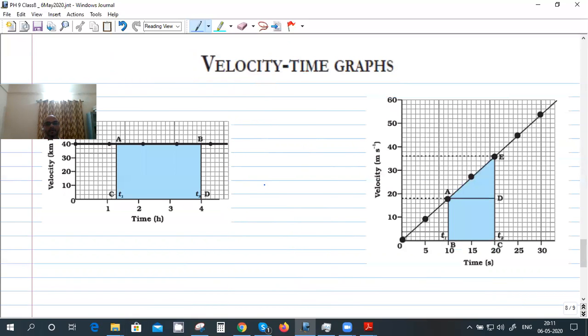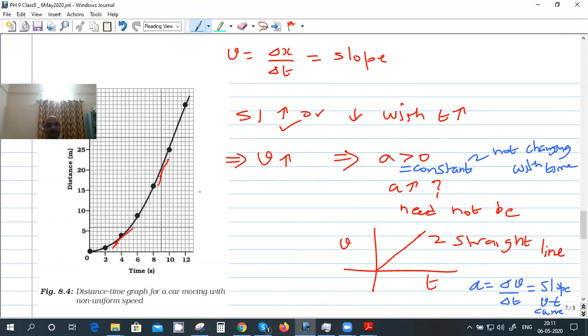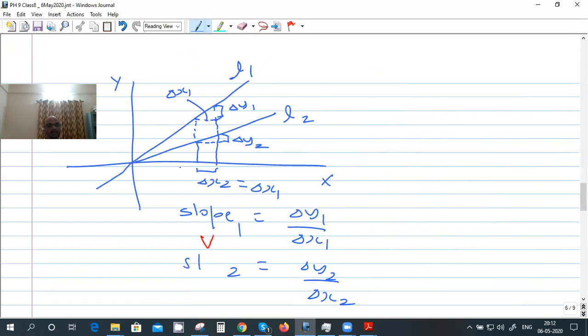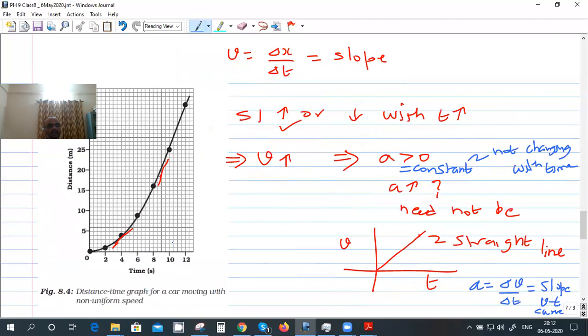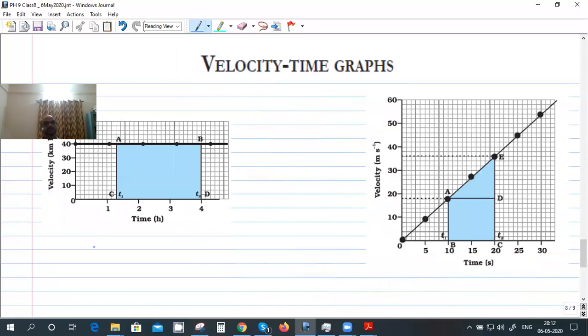Now, previously we saw the x versus t graph for acceleration constant and acceleration zero, where acceleration is zero because velocity is not changing, and here acceleration is constant. Now we look at the velocity versus time graph. This is the first case. So what do you observe here? In this left graph, the velocity is the same throughout. So the acceleration is zero. It's constant, yeah.